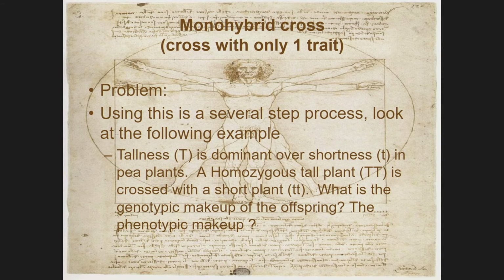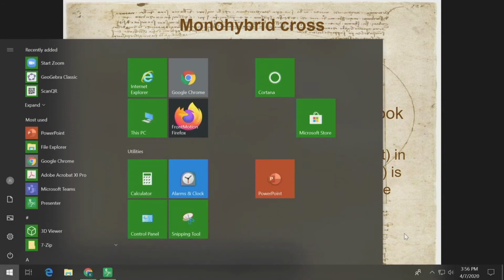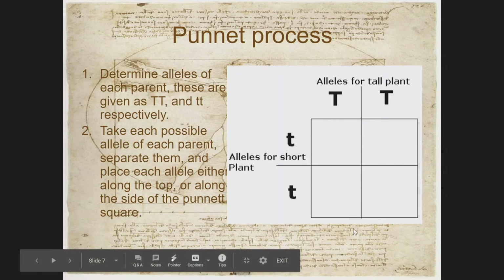When you use your example, you can use any letter. He used T, because he was doing height. So for tall, he used the capital T, that's a dominant trait. And for shortness, he used small t, okay? So if he had a homozygous tall plant, the capital T is tall. That's homozygous dominant, 2 capital T's. If he crossed that with a short plant, what would that be? You're right, it's a homozygous recessive, but what's the letters? Exactly, 2 small t's. Now, what he's asking is, what's the genotypic makeup of the offspring? And what's the phenotypic makeup? So we're gonna do it with him.